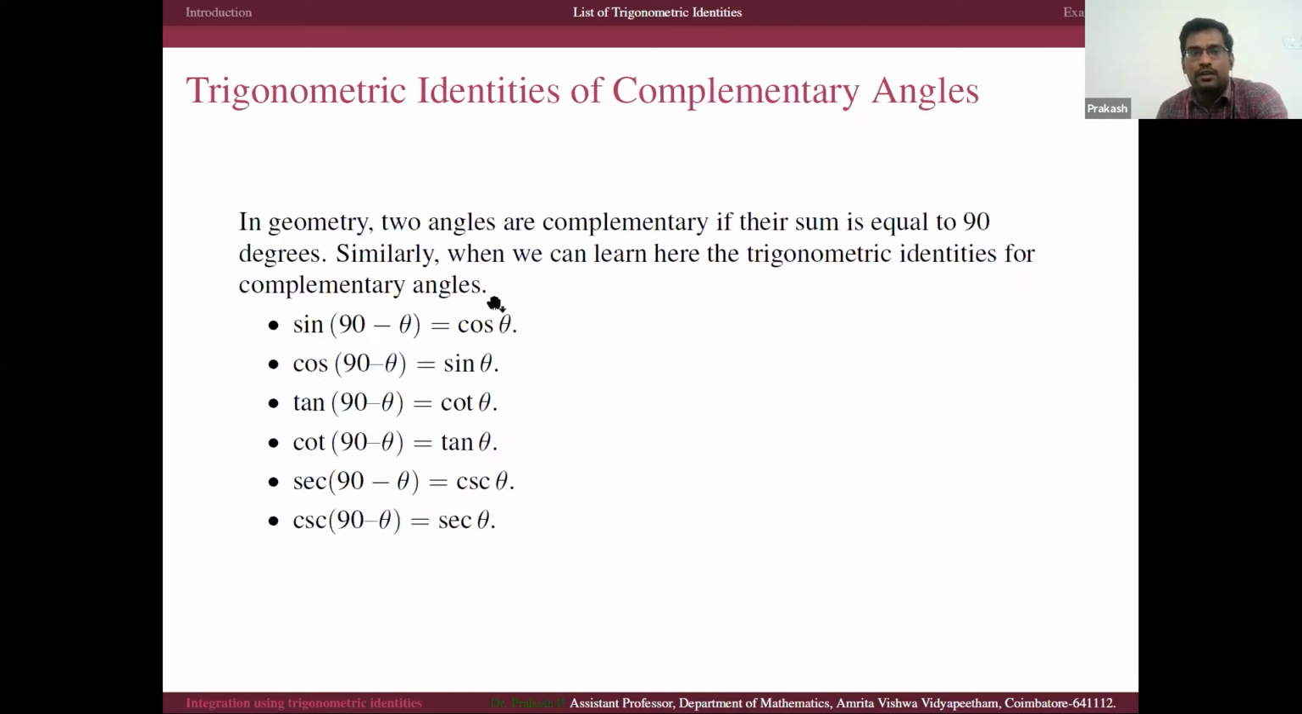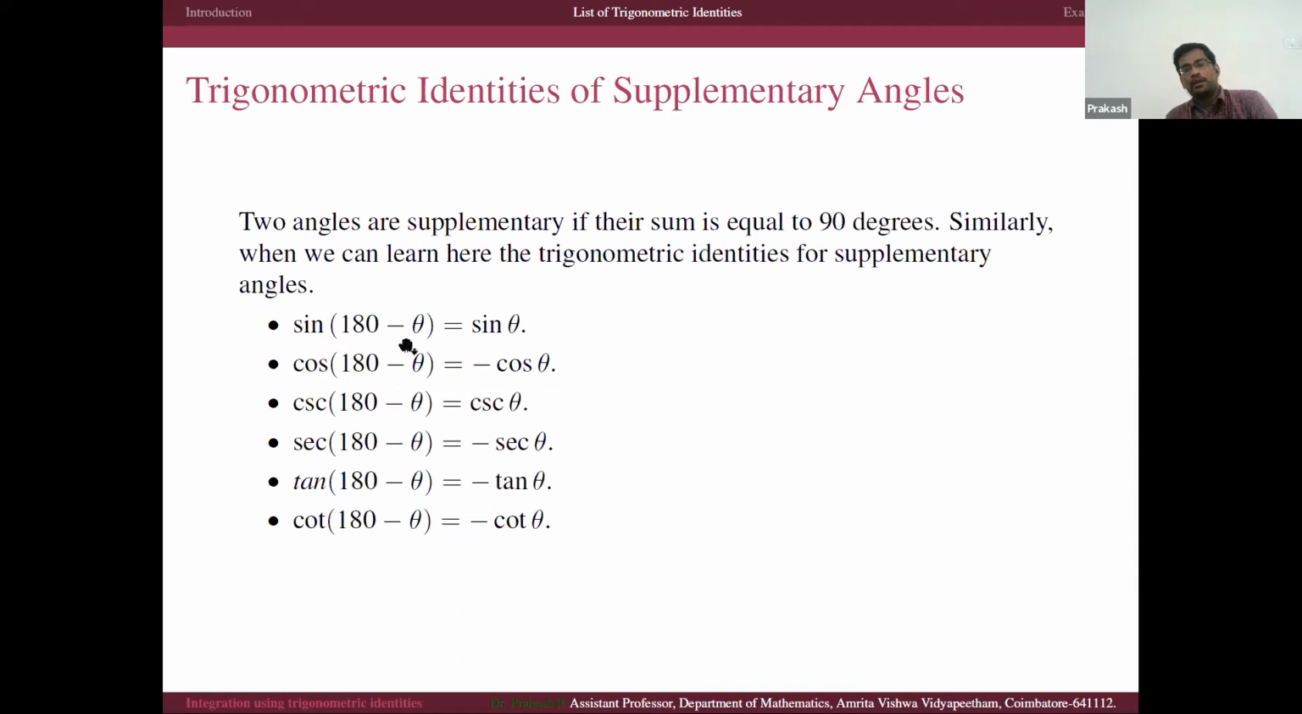The next one is in the first quadrant. In the first quadrant, we know all the terms are positive. You see sine of 90 minus theta, cos of 90 minus theta. All kinds of functions in the first quadrant are positive. And this is in the second quadrant, 180 minus theta. Only the sine function and cosecant function are positive here. I already explained this.